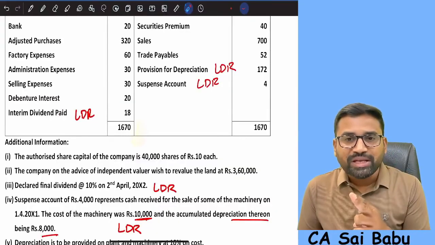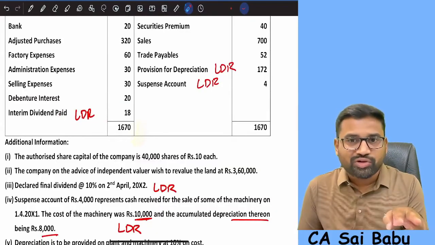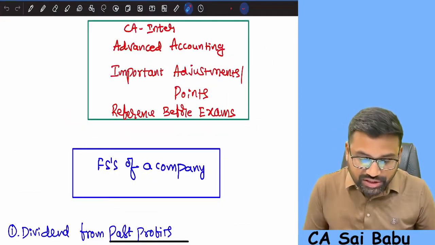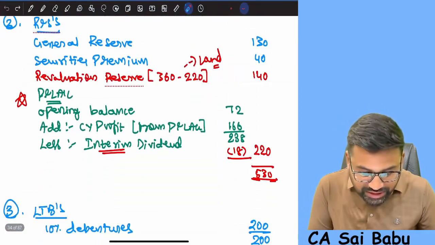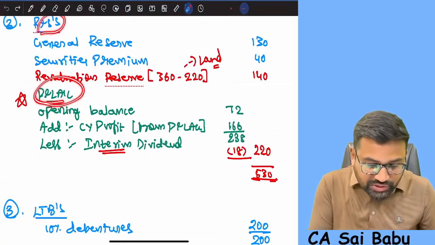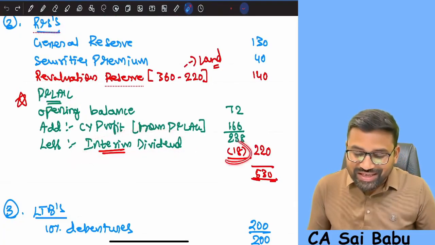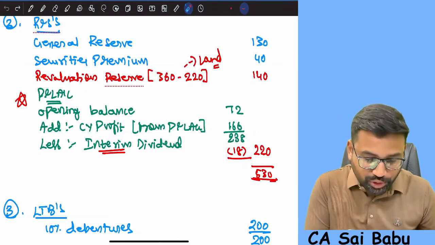Interim dividend paid means it is not a liability. But whenever a company pays any dividend, that has to be adjusted to reserves and surplus. When you are preparing reserves and surplus in the P&L account, from the profits they have reduced this interim dividend. So understand this point also.